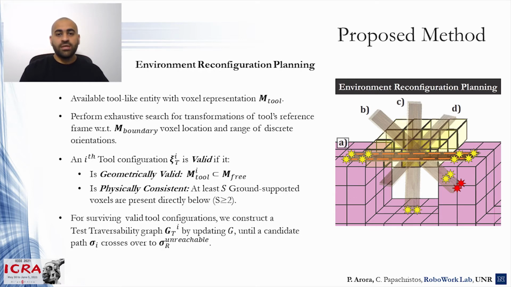And C. Kinematically reachable. For the surviving valid tool configurations, we construct a test traversability graph GT by updating the original graph G until a candidate path that intersects the unreachable path is encountered. This is considered a successful evaluation of the plan, and therefore the corresponding tool transformation is subsequently forwarded to the mobile manipulation kinematic planning policy for execution.